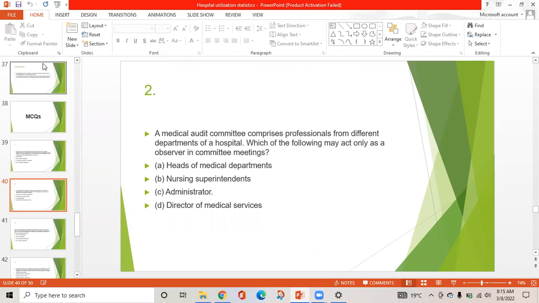Option C is the right one because I've already said the administration has the least role. It acts only as the observer. All the other departments are directly involved.